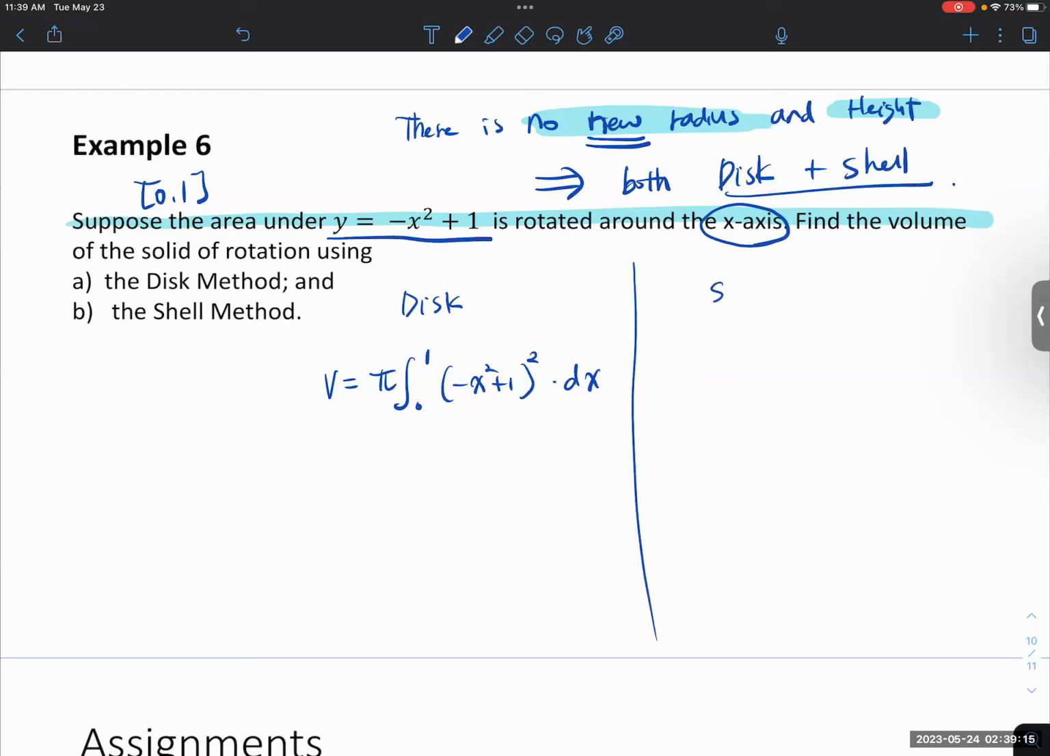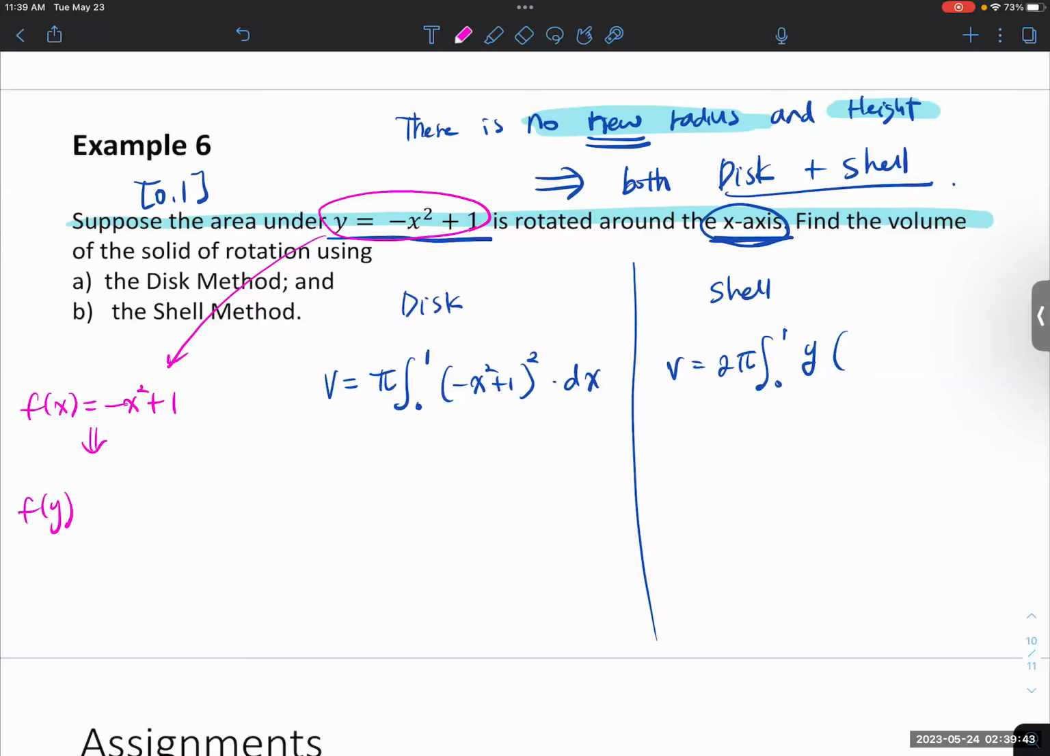And then with the shell method, V equals 2 pi, integral from 0 to 1. There's no new radius and height. They're exactly rotated about the x-axis, so it's the opposite, y. And then the function is, but we have to be careful, this is in terms of the x variable. So f of x equals negative x squared plus 1. I want to convert it to f of y, so you're going to solve for x, my bad.